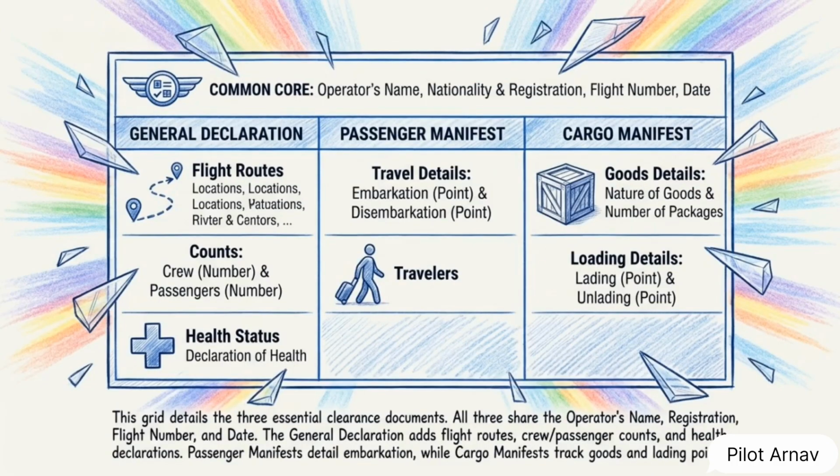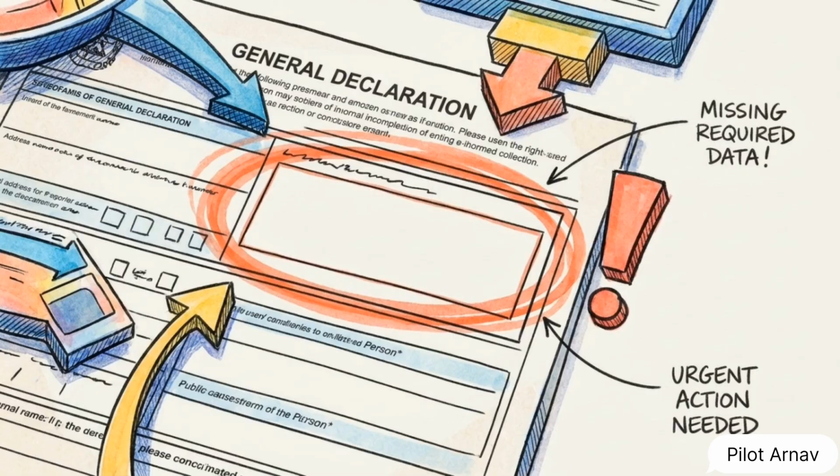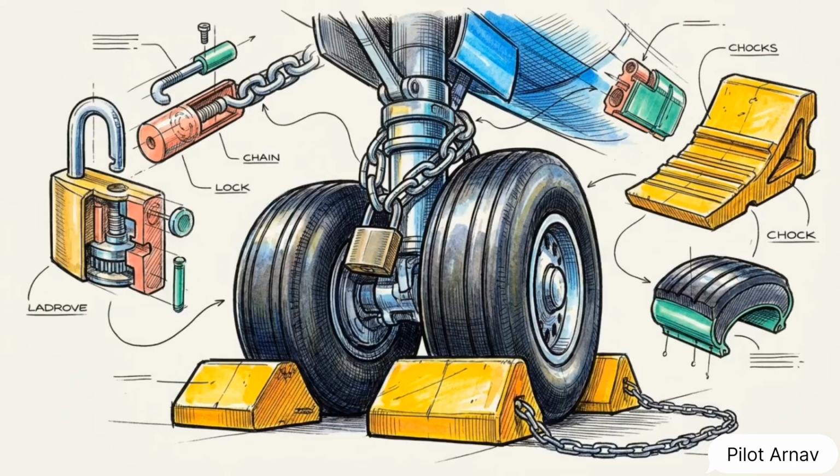This grid details the 3 essential clearance documents. All 3 share the operator's name, registration, flight number, and date. The General Declaration adds flight routes, crew and passenger counts, and health declarations. Passenger manifests detail embarkation, while cargo manifests track goods and lading points. Memorizing these specific fields is necessary because omitting a single required entry on a General Declaration will bring an international operation to a complete halt.